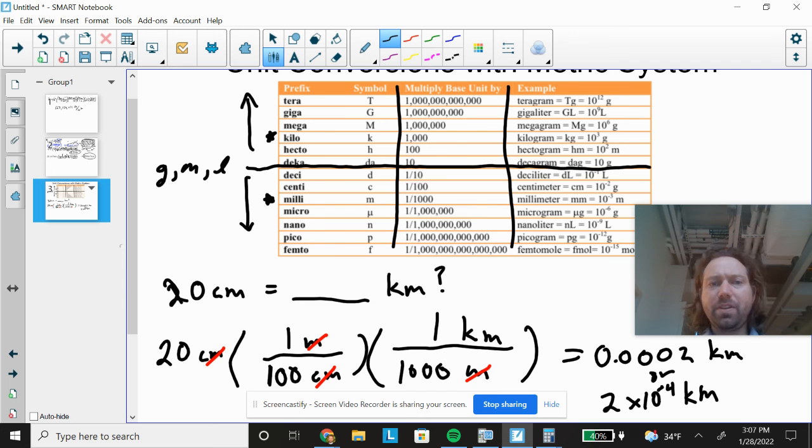Okay? So this is how we use the chart. The only other one that we really want to be able to know and memorize is centi. Kilo is 1,000 times bigger than the base unit. Centi is 1/100th of the base unit, and a milli is 1/1000th of the base unit. Okay, and again, the base units are grams, meters, and liters. Nothing else. Hope that helps.